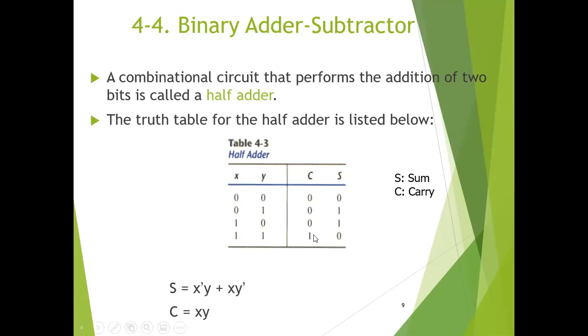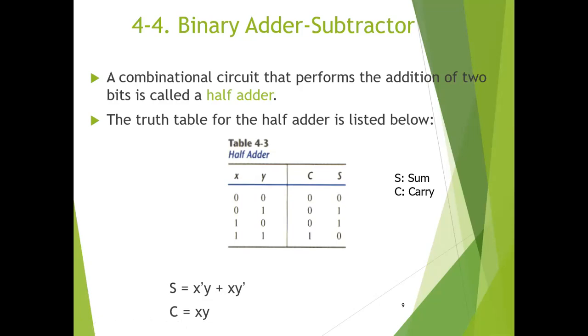Here we can see the operation, and the Boolean function for the two outputs can be obtained directly from this truth table. We can see that the carry output is equal to 1 only when both the inputs are 1. And we can say that it's an AND circuit for two inputs. In the case of an AND gate, we know that the output is equal to 1 only when both the inputs are high or equal to 1. So C will be equal to x into y.